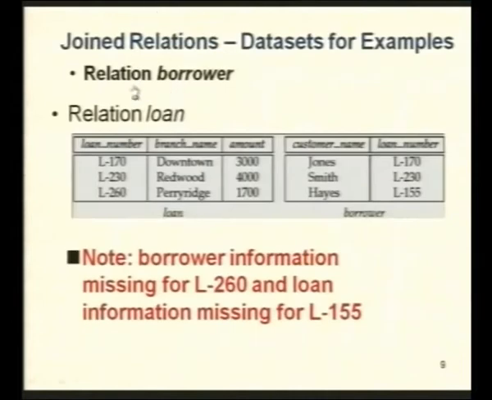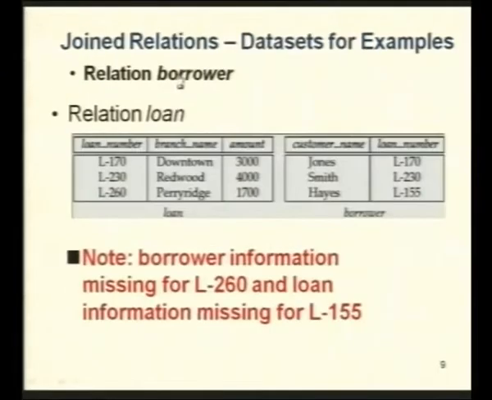Another example: if you have loan and borrower, borrower information is missing for loan number L260, and similarly for loan number L155 you don't have corresponding loan information. So this is an example where there are no matches on both sides.